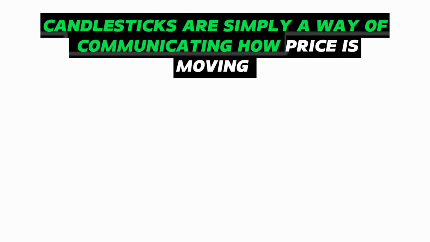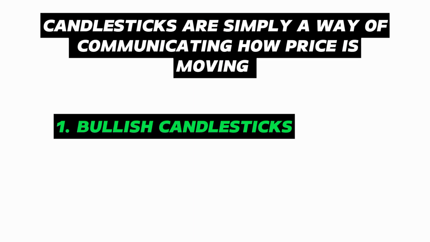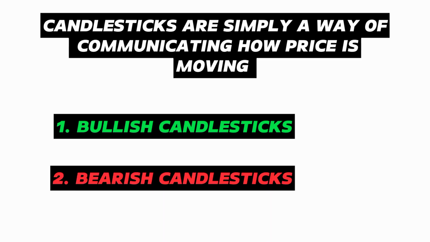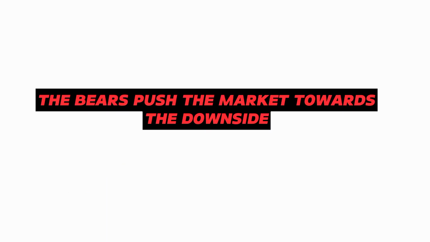Candlesticks are simply a simple way of communicating about how price is moving. These are classified into two categories. We have bullish candlesticks and we've got bearish candlesticks. The bearish candlesticks participate in a downtrend, when the market is moving downwards and the bears are pushing the market. And we've got the bullish candlesticks.